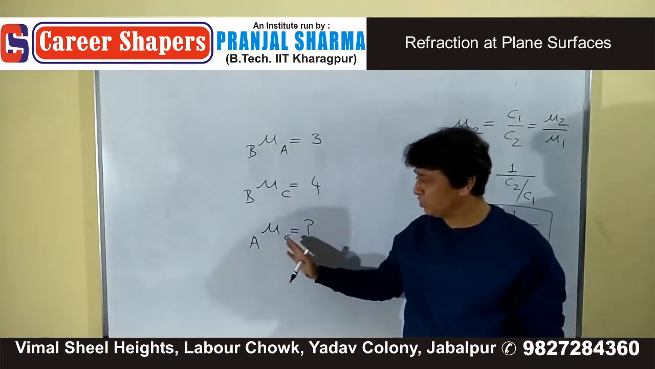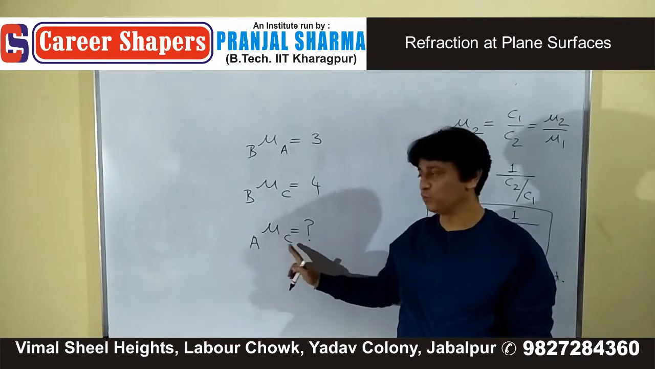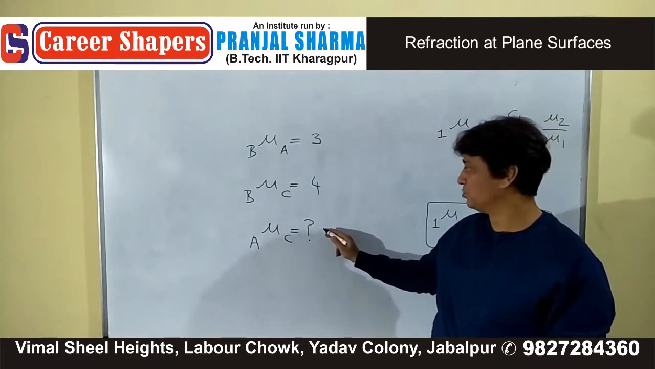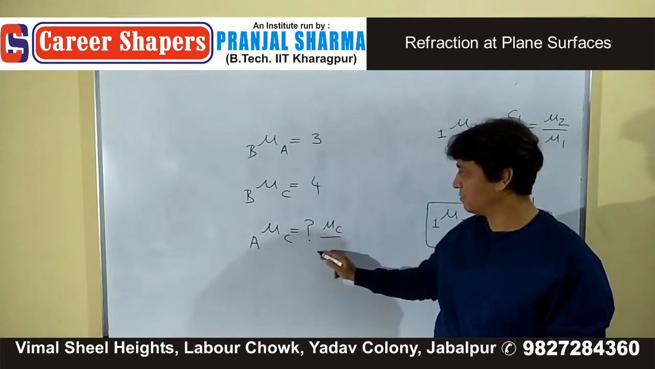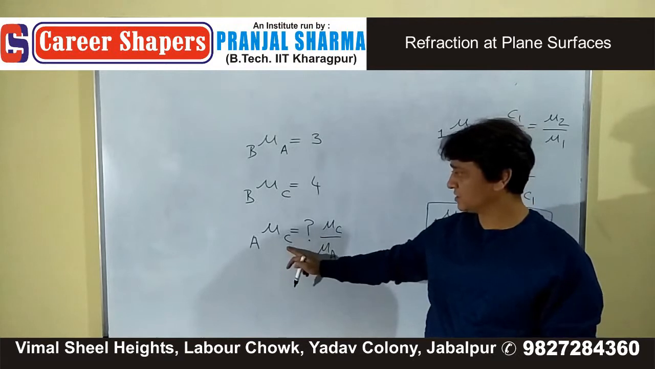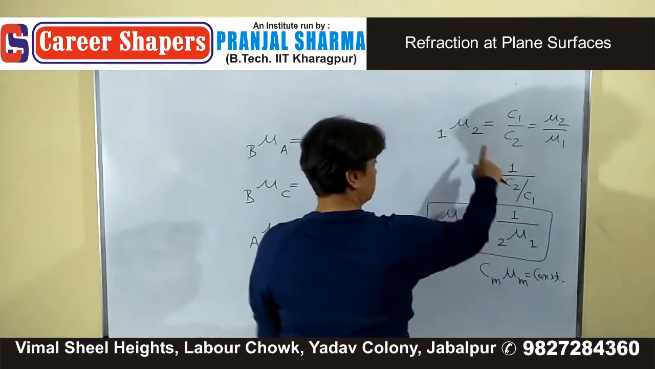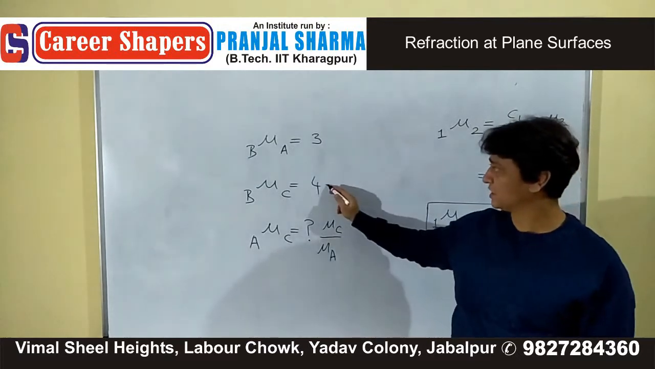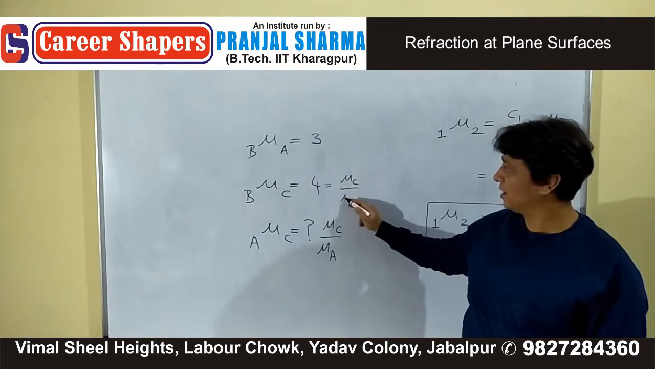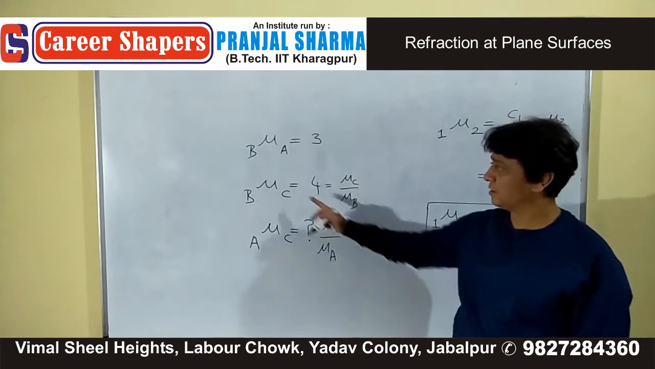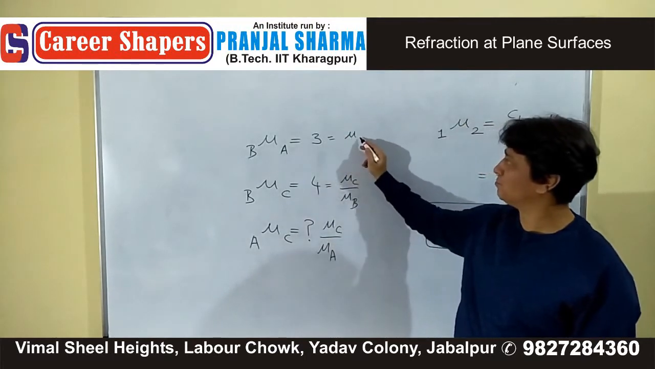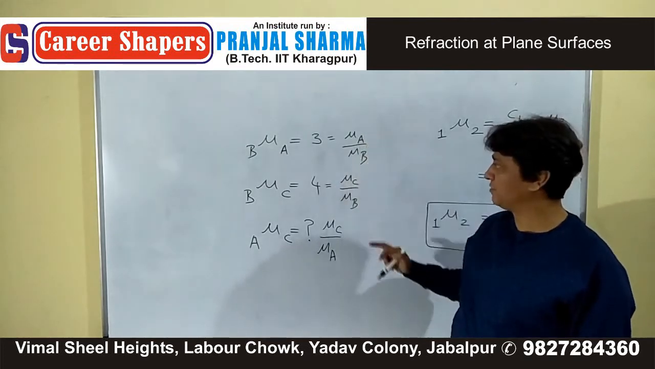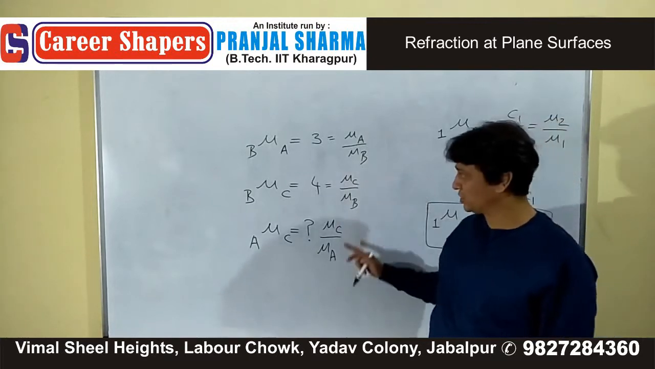Now, you need to find refractive index of medium C with respect to medium A. What is this? You simply write it as mu C divided by mu A. This is mu C upon mu B. This is mu A upon mu B. We have the idea of mu A upon mu B, we have the idea of mu C upon mu B, and I'm asking you, what is mu C upon mu A?